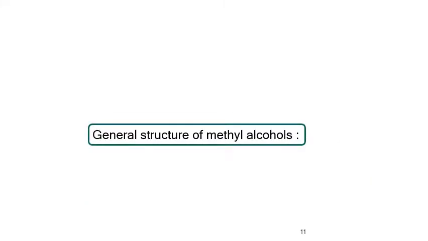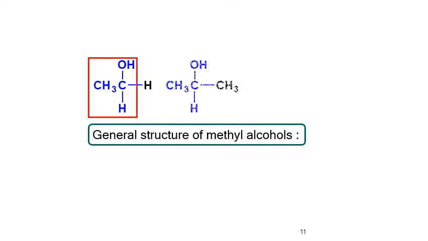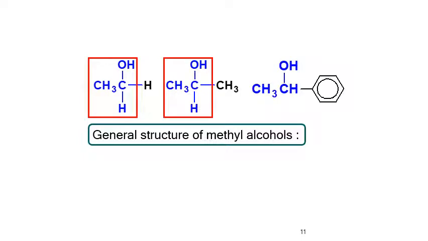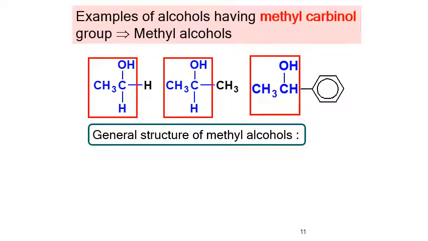General structure of methyl alcohols. First, methyl alcohol: ethanol. Second, methyl alcohol: 2-propanol. The last one, methyl alcohol: phenylethanol. These are examples of alcohols having a methyl carbonyl group, also known as methyl alcohols.